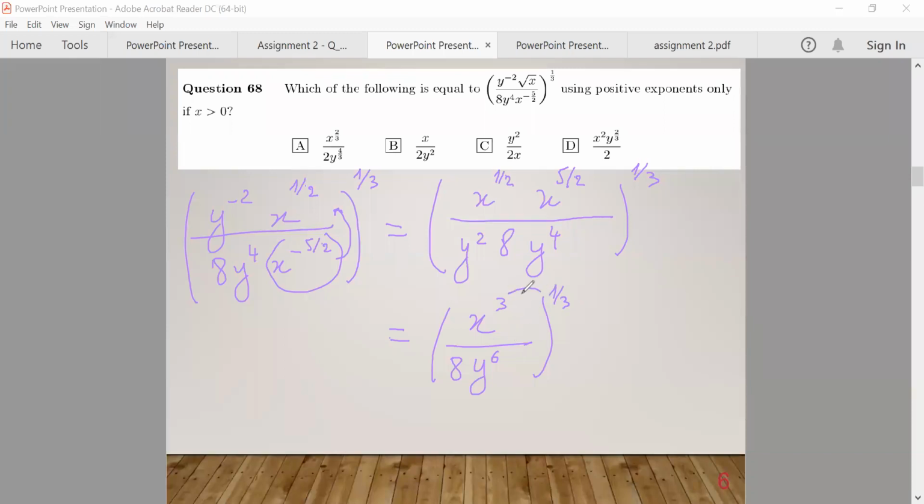Now we distribute, since it's multiplication and division. x cubed to the 1 over 3 gives x. 8 to the 1 over 3: 8 is 2 cubed, to the 1 over 3, gives 2. y to the 6 times 1 over 3 is 6 over 3, which is y squared. So finally it's x over 2y squared. It's answer B.